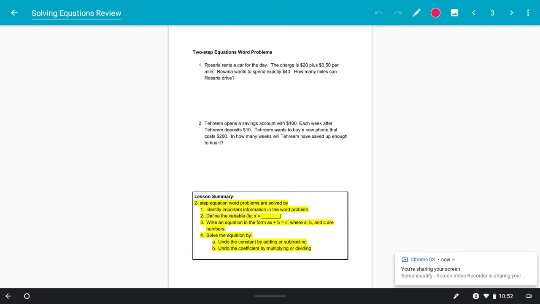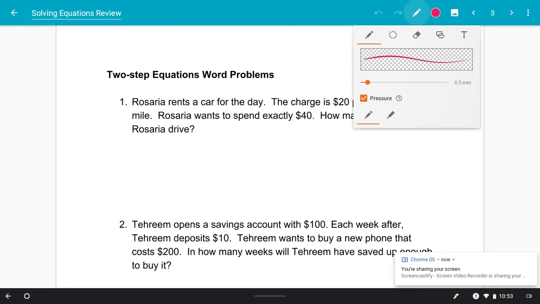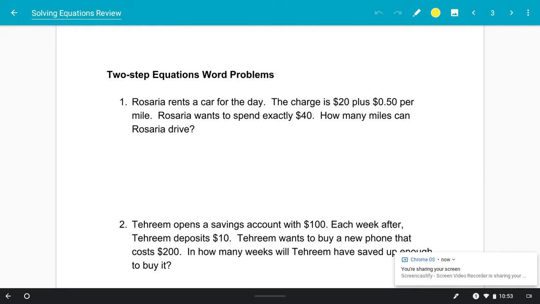Okay, so this video will be for solving two-step equation word problems. One of the things that you should remember from when we did word problems is that we always want to start with writing our let statement, which will define our variable based on what we know absolutely nothing about. All right, so let's carefully read through our first question.